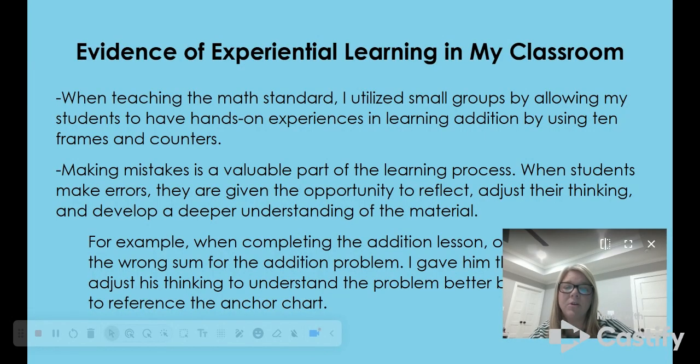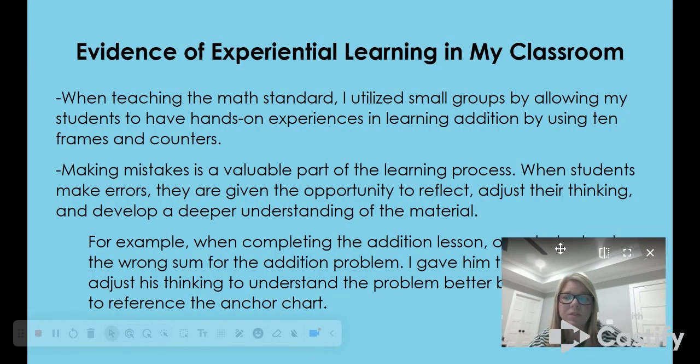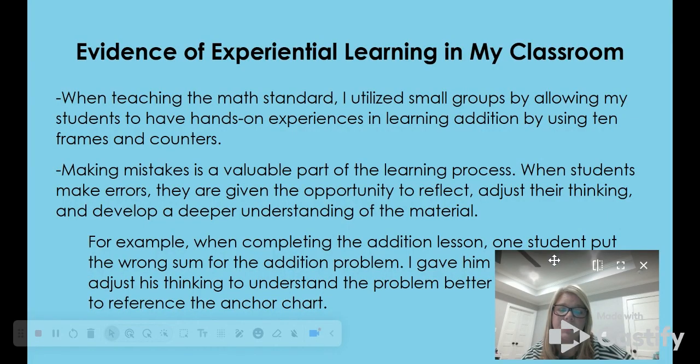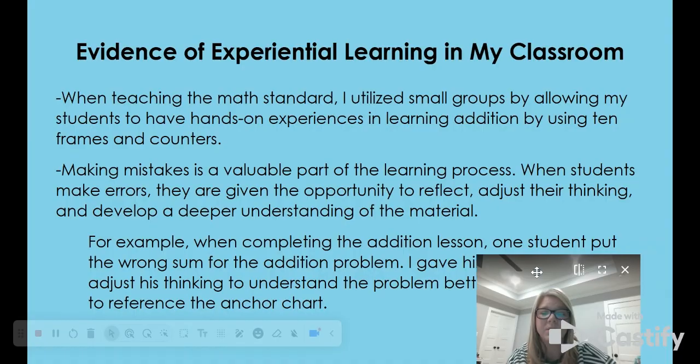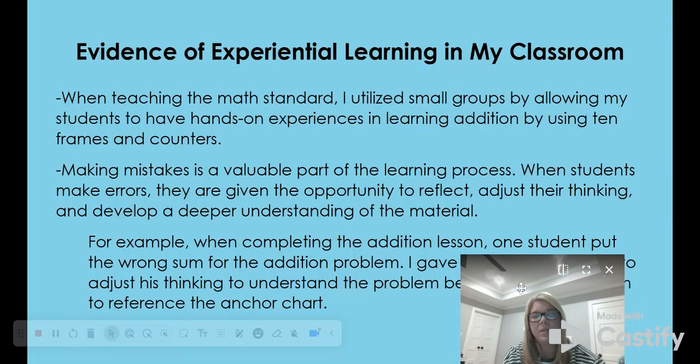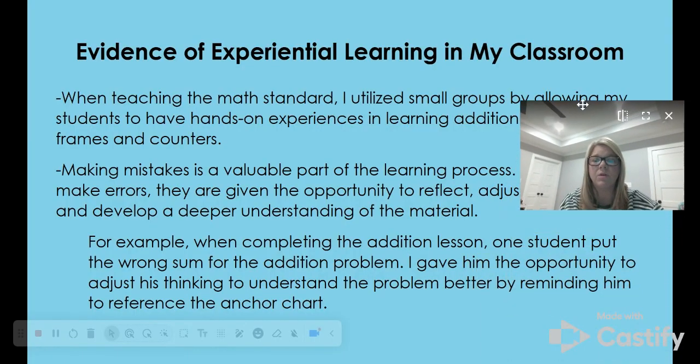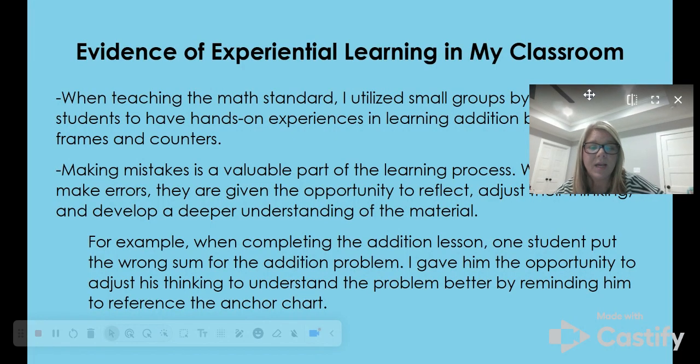Making mistakes is a valuable part of the learning process. When students make errors, they are given the opportunity to reflect, adjust their thinking, and develop a deeper understanding of the material. For example, when completing the addition lesson, one student put the wrong sum for the addition problem. I gave him the opportunity to adjust his thinking to understand the problem better by reminding him to reference our anchor chart that we use.